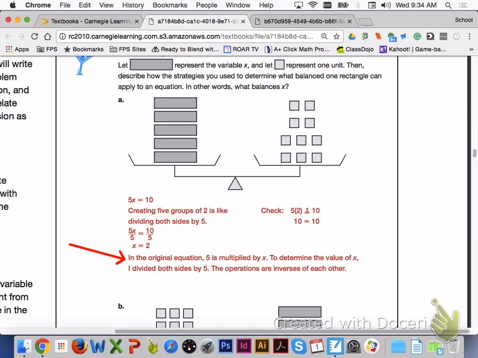Again, when we look back at letter A, in the original equation, 5 is multiplied by x. In order to determine the value of x, you need to divide both sides by 5. The operations are inverses of each other.